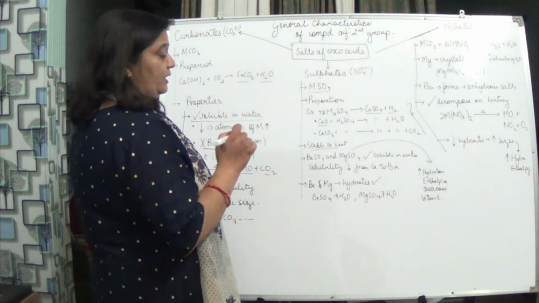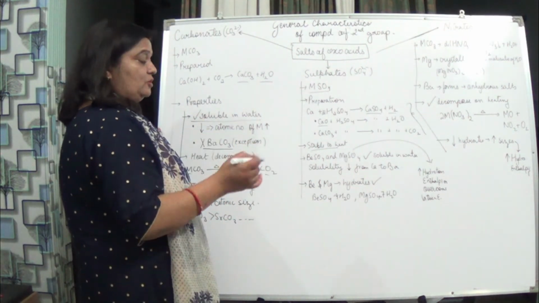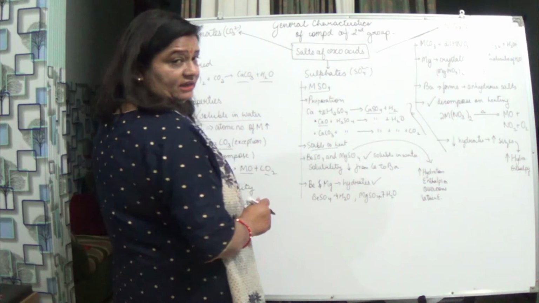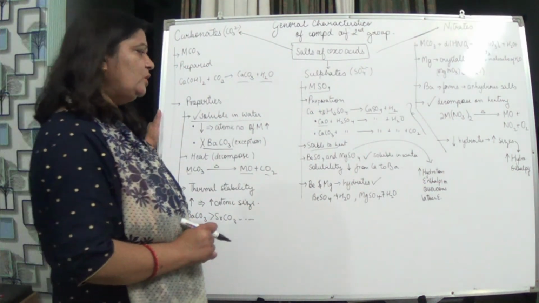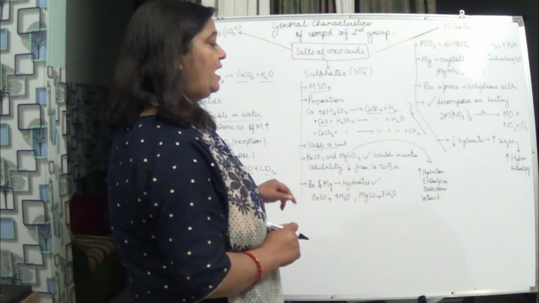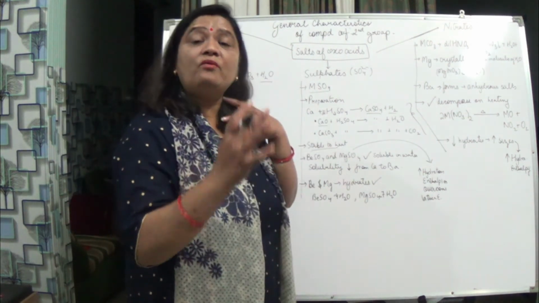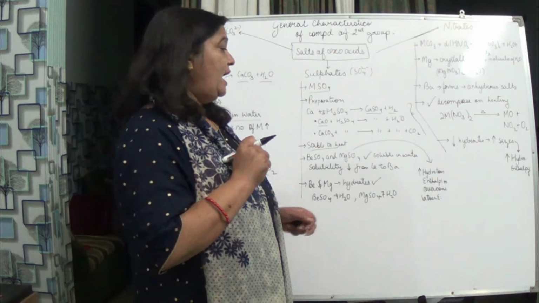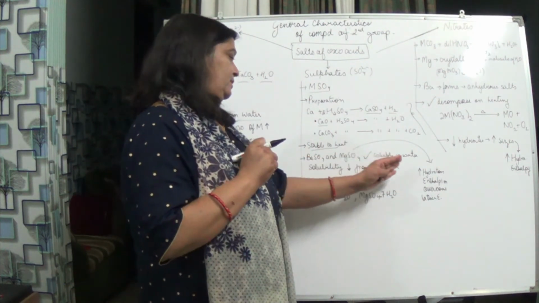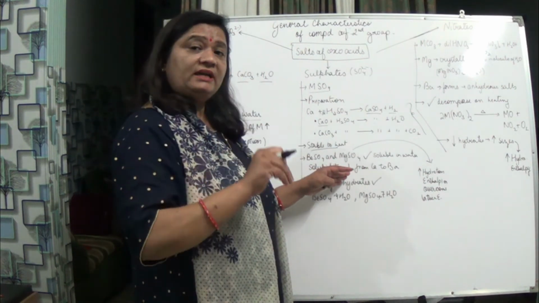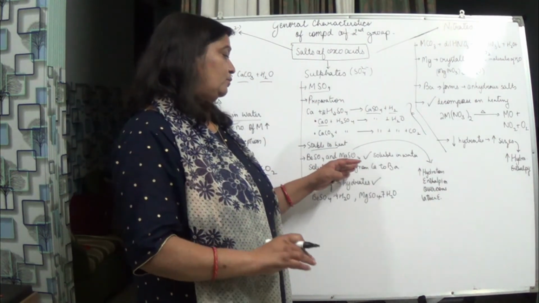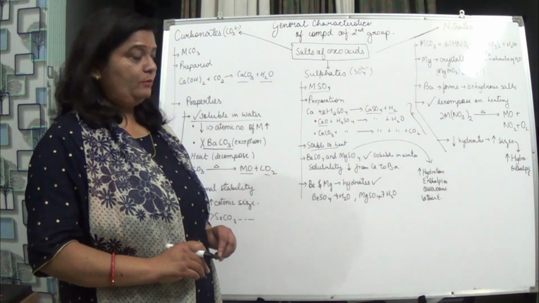In this, you can see that when we talk about barium sulfate and magnesium sulfate, they are soluble in water. Why are they soluble in water? Because their hydration enthalpies can overcome the lattice enthalpy, and as a result, they are soluble in water. We are seeing that solubility goes on decreasing as we move down the group from calcium to barium.